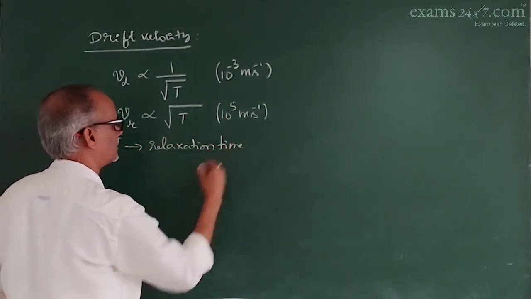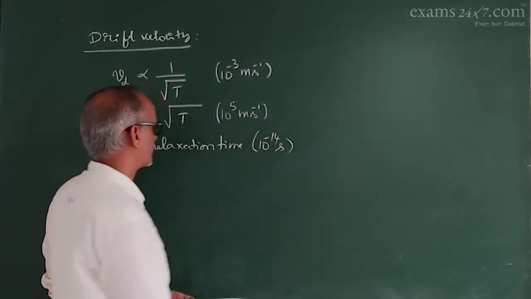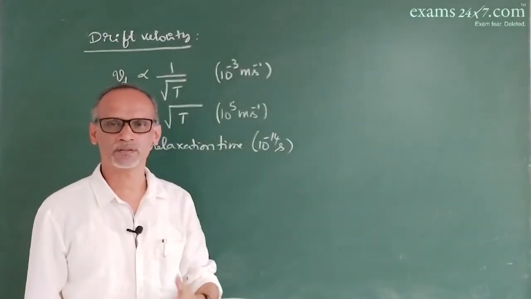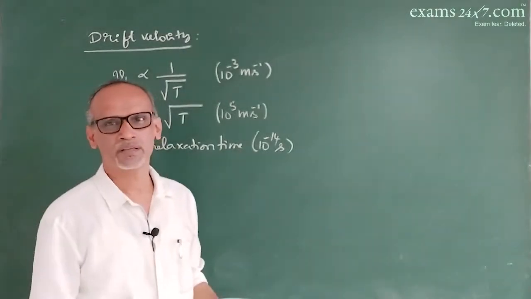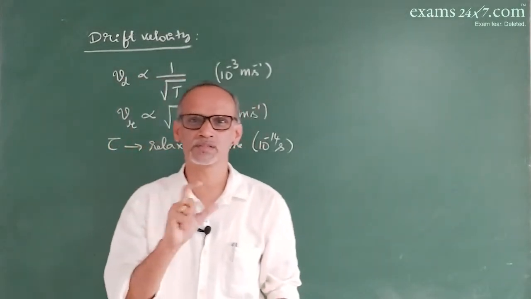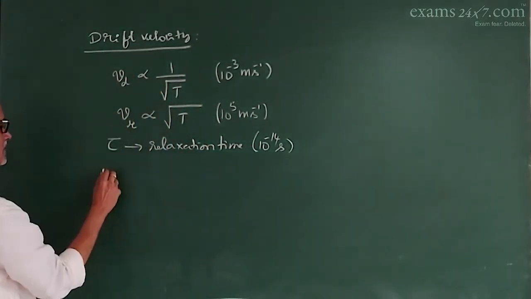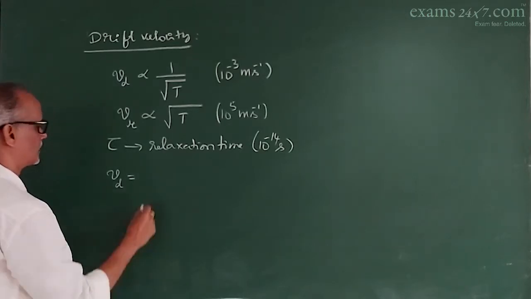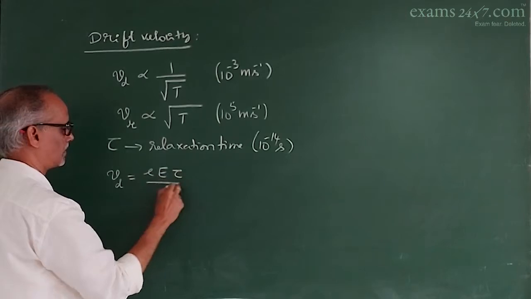Relaxation time, which is of the order of 10 to the power minus 14 seconds. Drift velocity is the average velocity with which the electron passes through the conductor, and the relaxation time is the time interval between two successive collisions suffered by the electron. And we can measure this drift velocity. So, Vd is equal to eEτ/m.